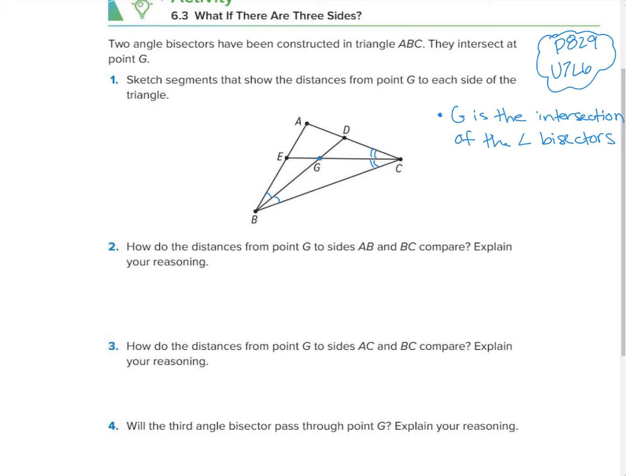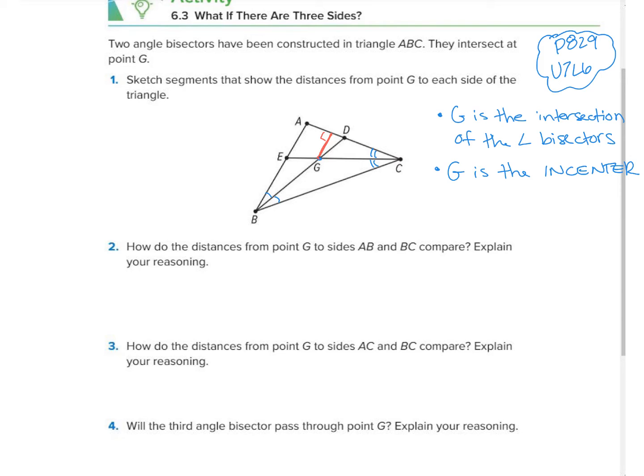So G has a name. G is the incenter of my triangle. It says in number 1 to sketch the distance from G to each side. So the distance from G to AC would be this short, straight distance between G and side AC. It'd be this short, straight, perpendicular distance.